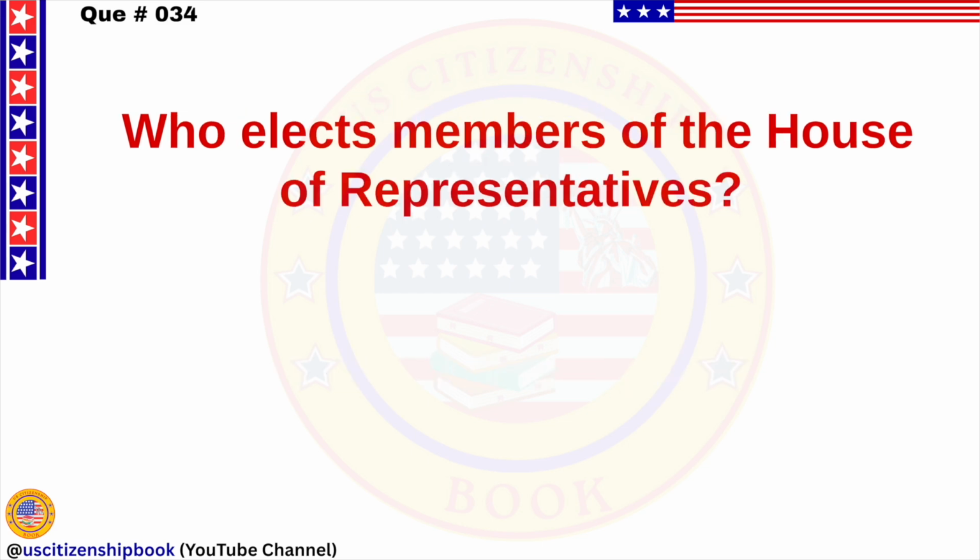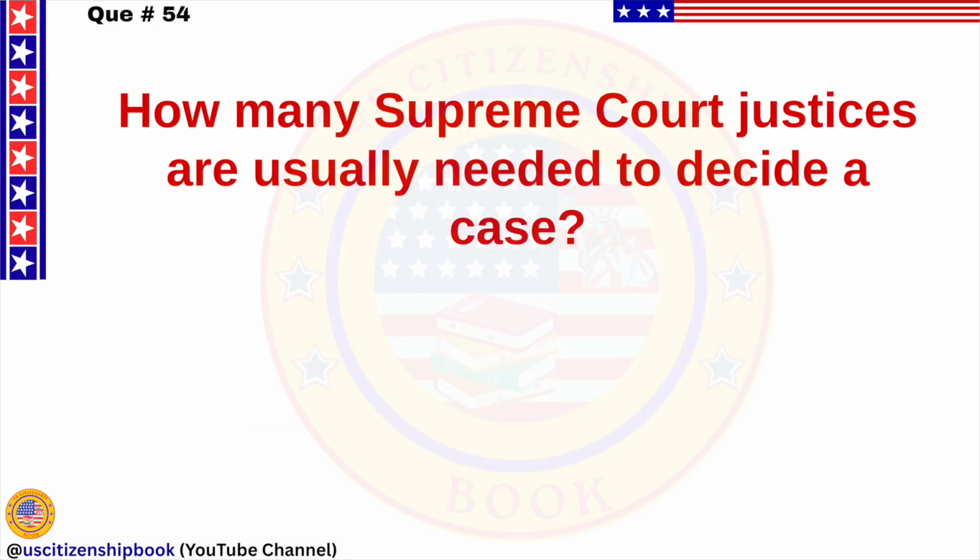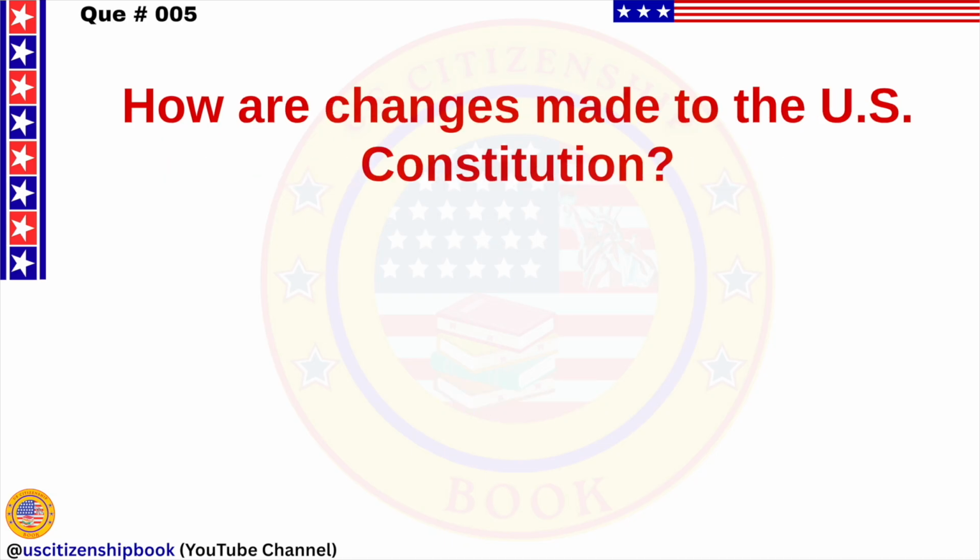Who elects members of the House of Representatives? Citizens from their congressional district. How many Supreme Court justices are usually needed to decide a case? 5. How are changes made to the U.S. Constitution?